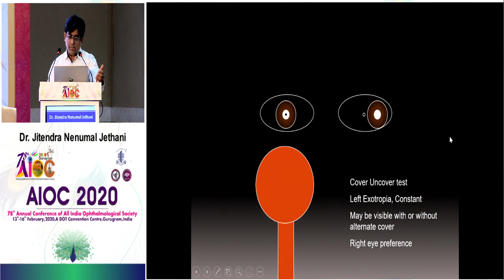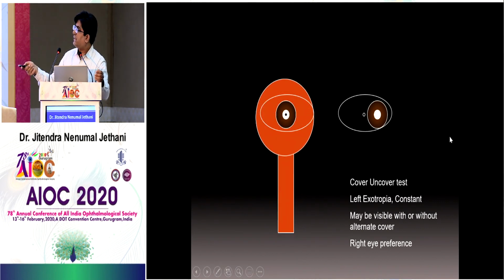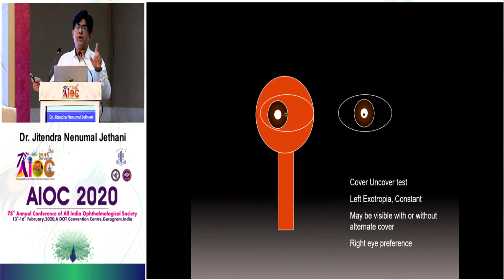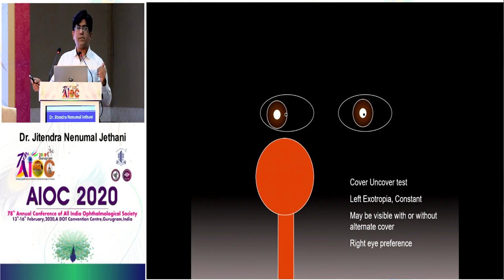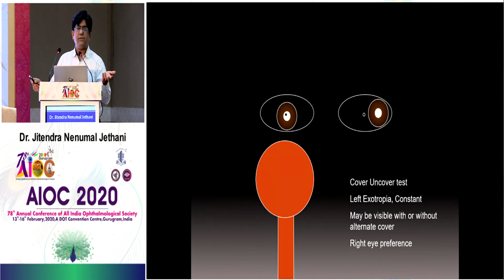So this is cover test. You covered the fixating eye. You have to cover the fixing eye, because if you cover the non-fixing eye, you don't get any information. It is already not fixing. So what information will it give you? Nil. You have to cover the fixing eye and see for the response of the non-fixing eye.